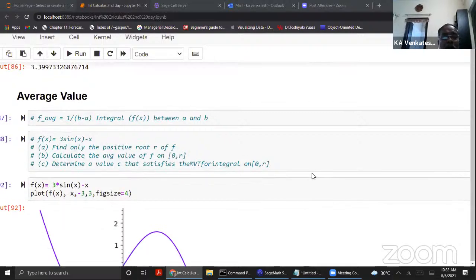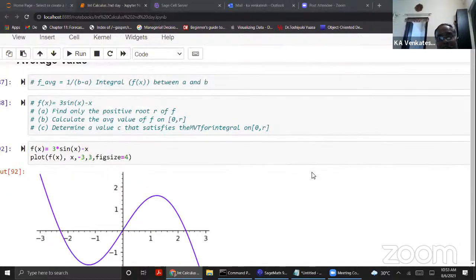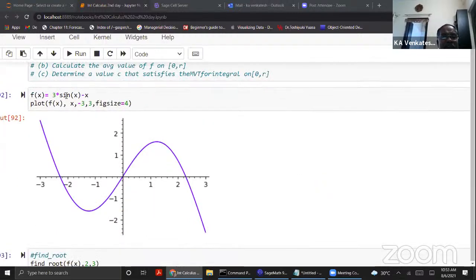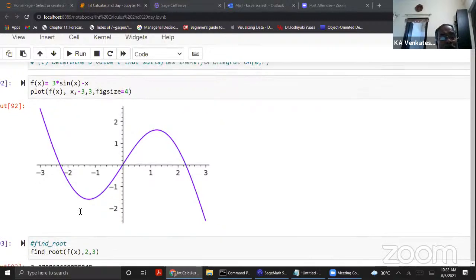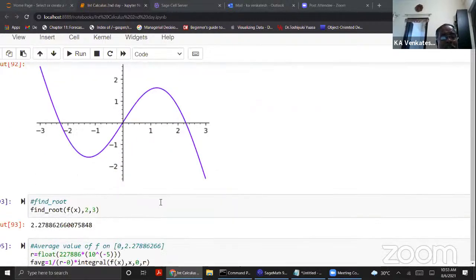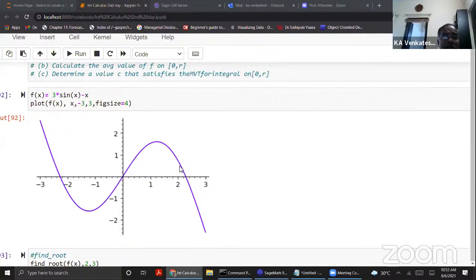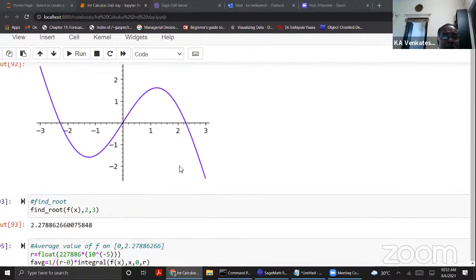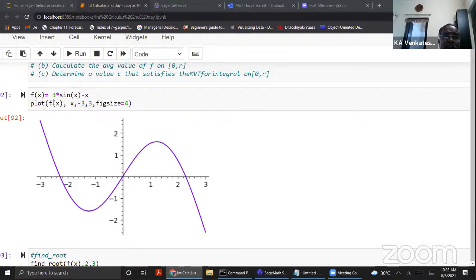Now, in order to do that, whenever integration is concerned, we insist on drawing the graph. So draw the graph of 3 sin x minus x. The graph looks like this. To find a root, obviously one real root is required. We can use the function find_root with f of x and the interval 2, 3. So from here, I'll take f of x equals 3 sin x minus x, and I can put the interval as 2, 3.